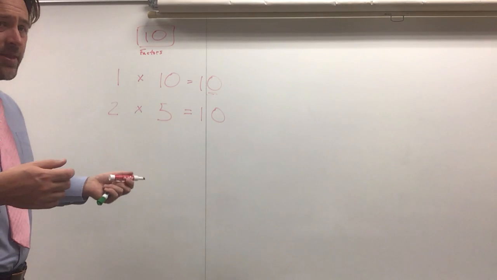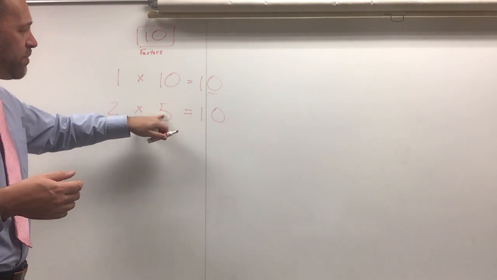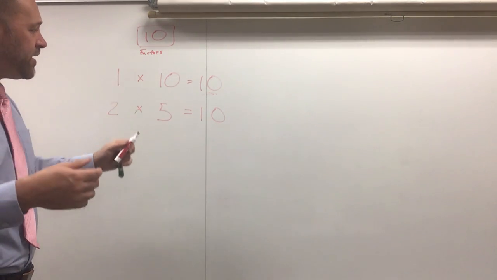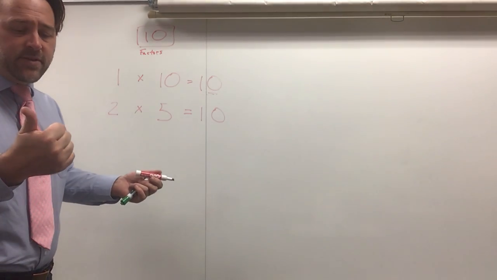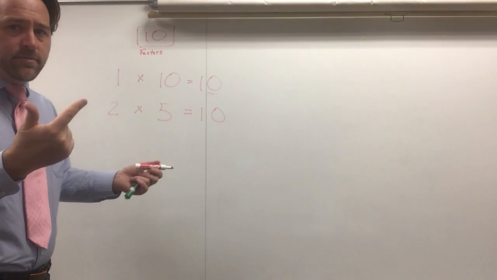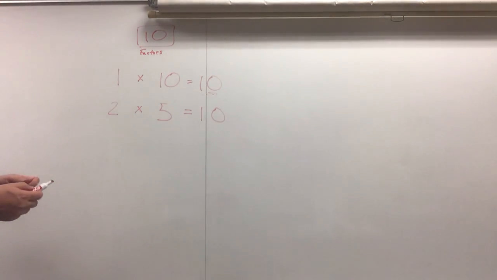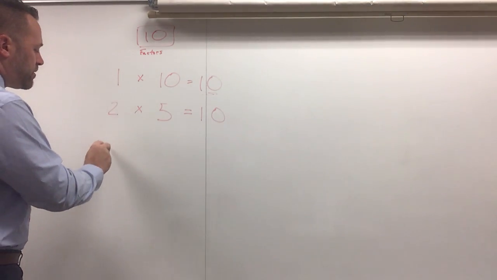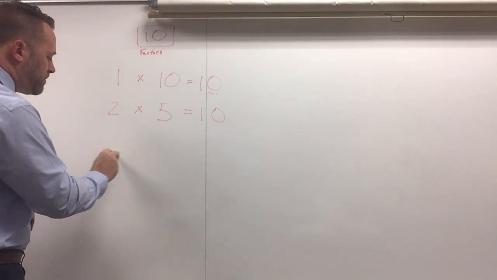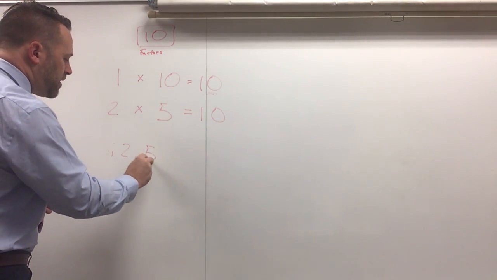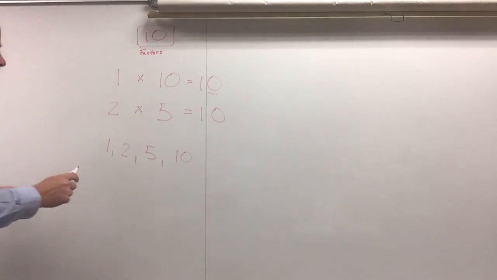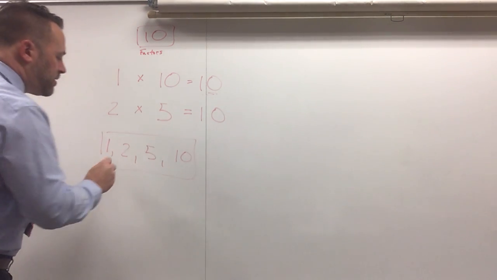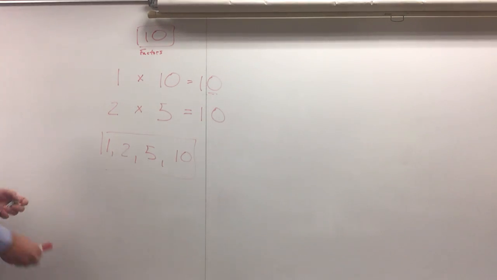And you know what? I think that's it, because once you reach the halfway point, nothing else is going to work. So let's just try 6's just to make sure. 6, 12. No good there, right? So my factors in order will be 1, 2, 5, and 10. Those are the factors that you multiply to get 10.